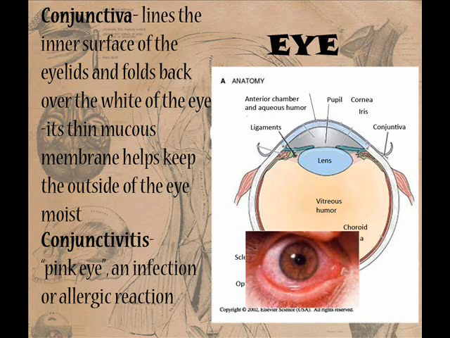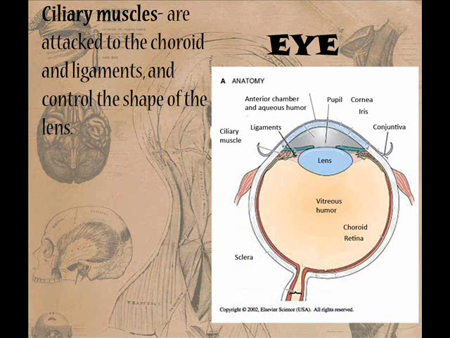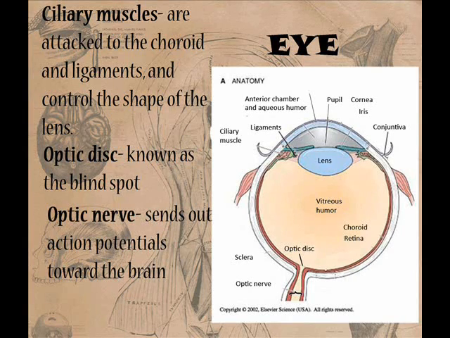Conjunctivitis or pink eye is an inflammation of the conjunctiva due to infection or allergic reaction. The ciliary muscles are attached to the choroid and ligaments and control the shape of the lens. Optic disc is known as the blind spot. Optic nerve sends out action potentials toward the brain.